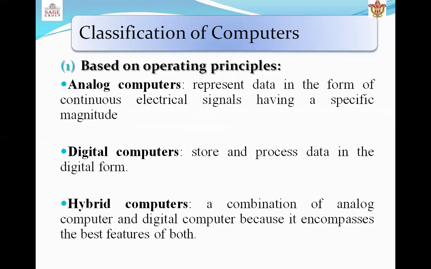Next is based on operating principle. First is analog computer. It represents data in the form of continuous electrical signal having a specific magnitude. That means analog computer is a computing device that works on a continuous range of values. The analog computers give approximate results since they deal with quantities that vary continuously. It generally deals with physical variables such as voltage, pressure, temperature, speed, etc.